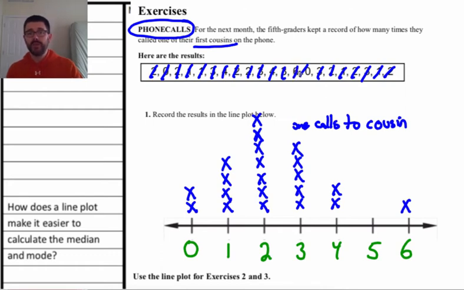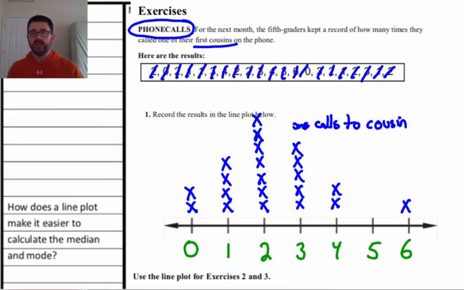And then, especially in a big set of data, just to be careful, count. I had 21 pieces of data. So I should have 21 x's on my line plot. 1, 2, 3, and so on up to 21. And make sure I didn't miss anything.